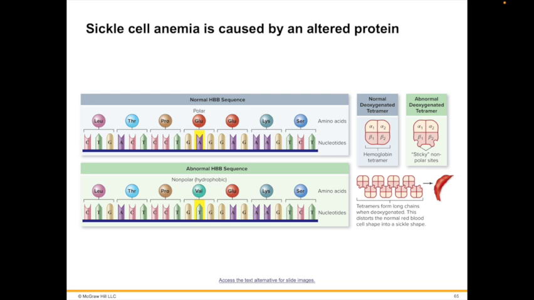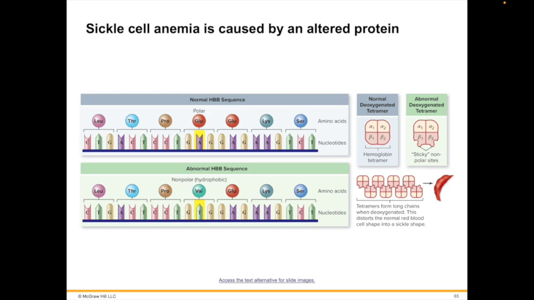So a change of A to T in the beta globin gene results in glutamic acid being replaced by valine. I repeat, the change of an A to a T in the beta globin gene results in a glutamic acid being replaced by valine. Because valine is nonpolar, this causes the beta chains to aggregate into polymers, altering the shape of the cells, ultimately producing the clinical syndrome.